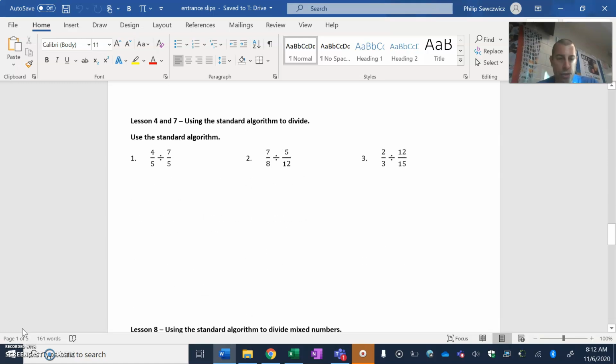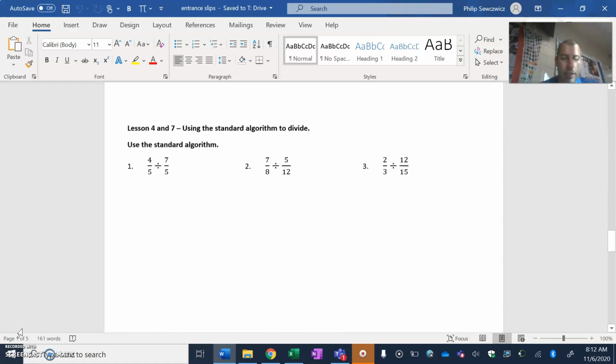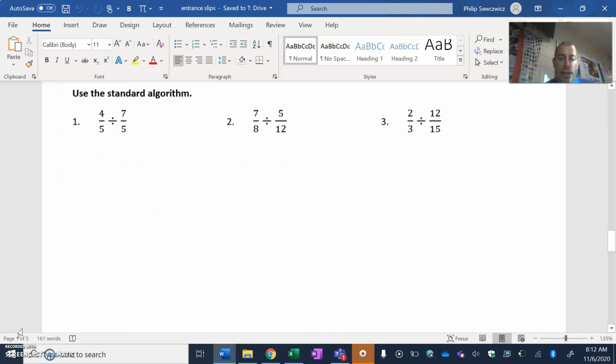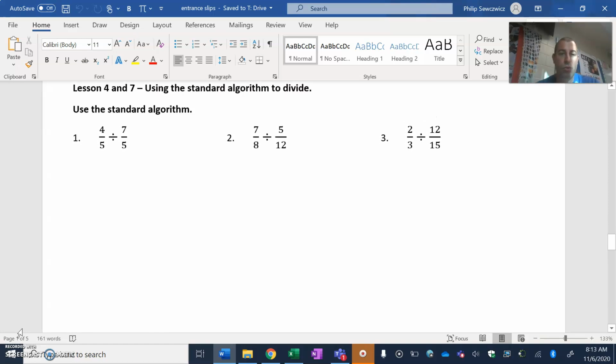So let's get ourselves to the entrance slips, and here we are, lessons 4 and 7, using the standard algorithm to divide. And what we wanted you to start to notice were certain patterns and techniques appearing. So when we were doing the visuals, we purposely gave you common denominators. And a lot of you started noticing that we were literally just dividing straight across. And that's true. That absolutely works.